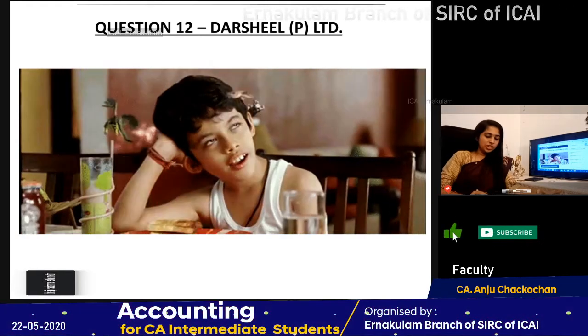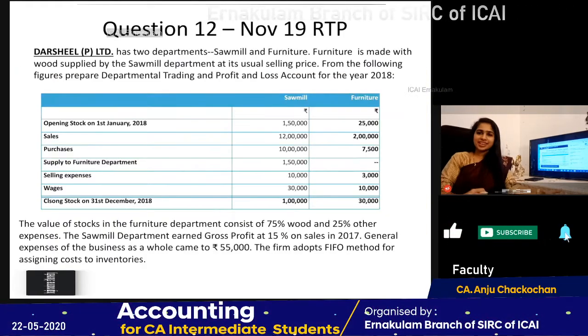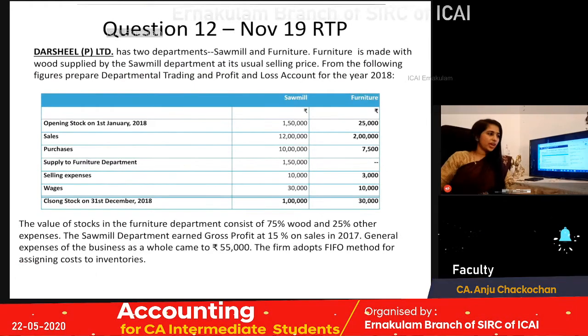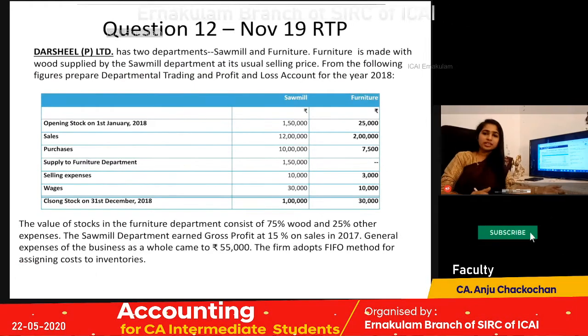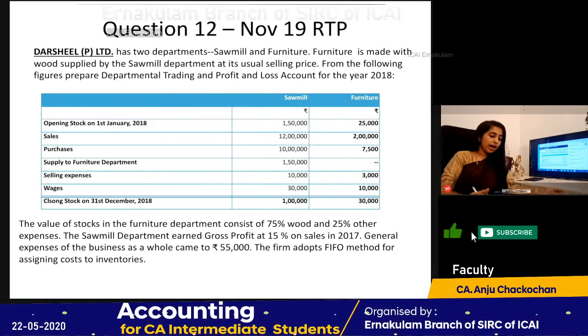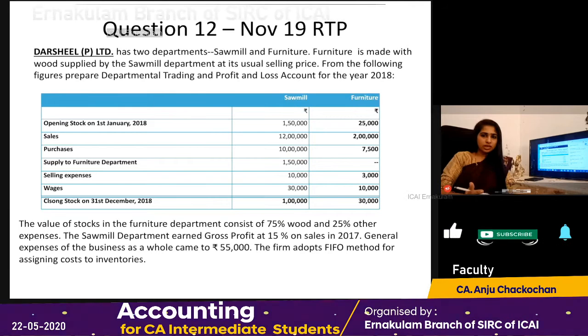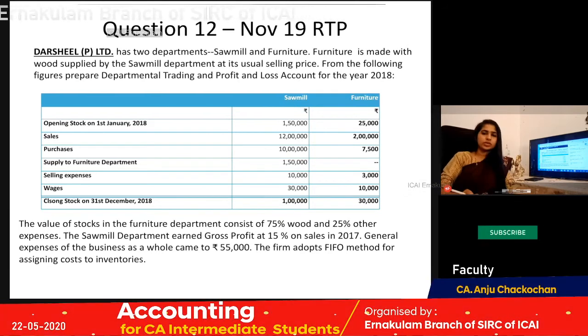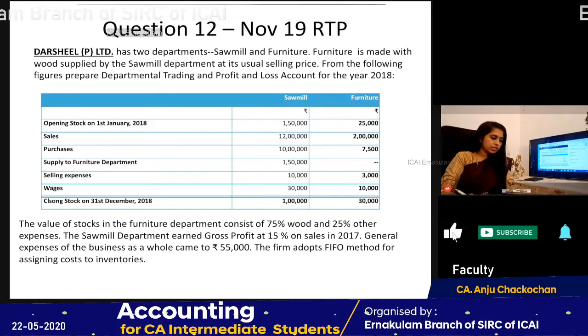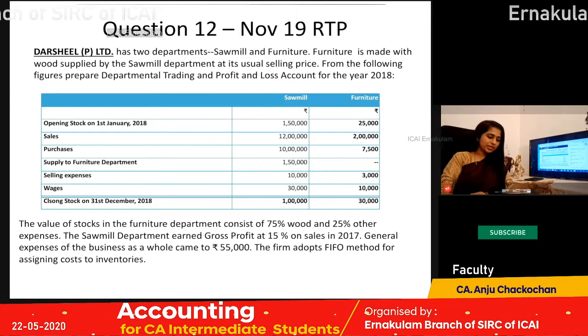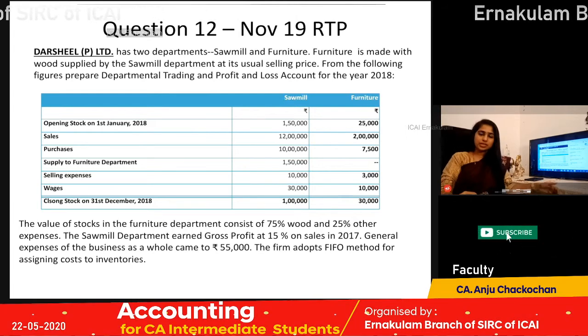So Darshil Private Limited. This is a November 2019 RTP question. As I said, we are working out all the RTP questions. And May 2019 is exactly the same as we did before. Even the figures are exactly the same, so we are not working that out. So for November 19, this is the question. We have worked out a similar pattern question.